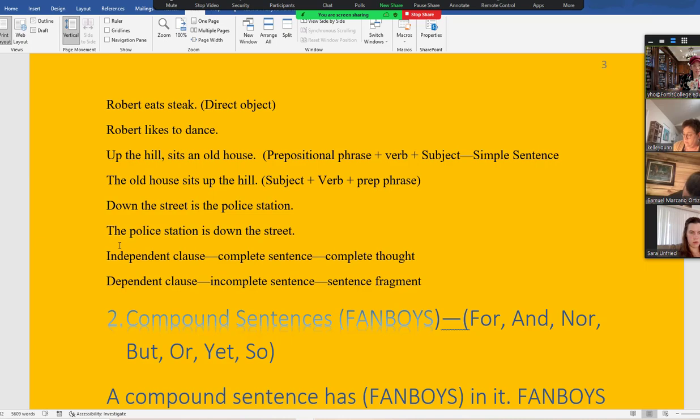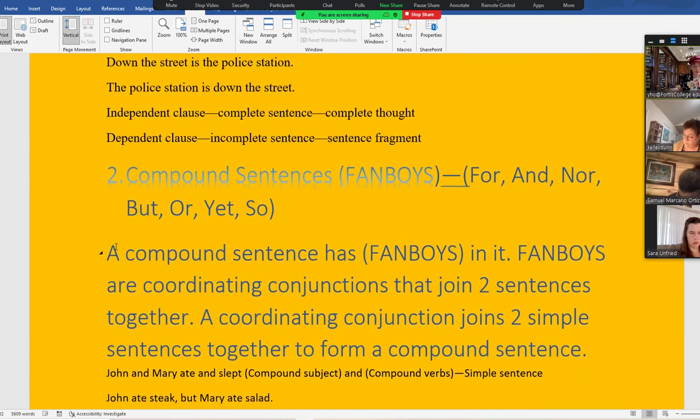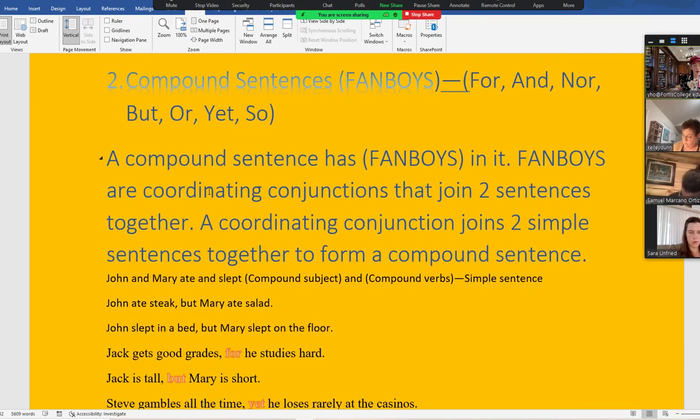So what are two groups of words that have a subject and a verb? What are two kinds of clauses?